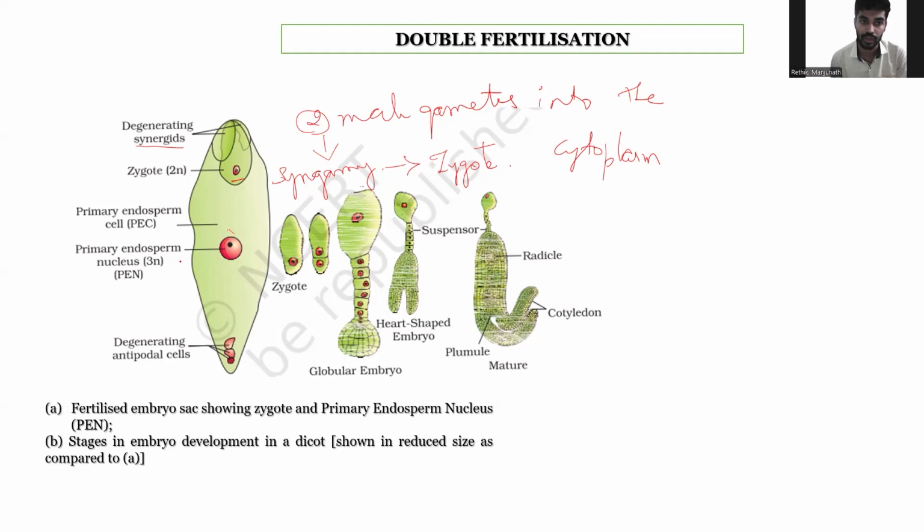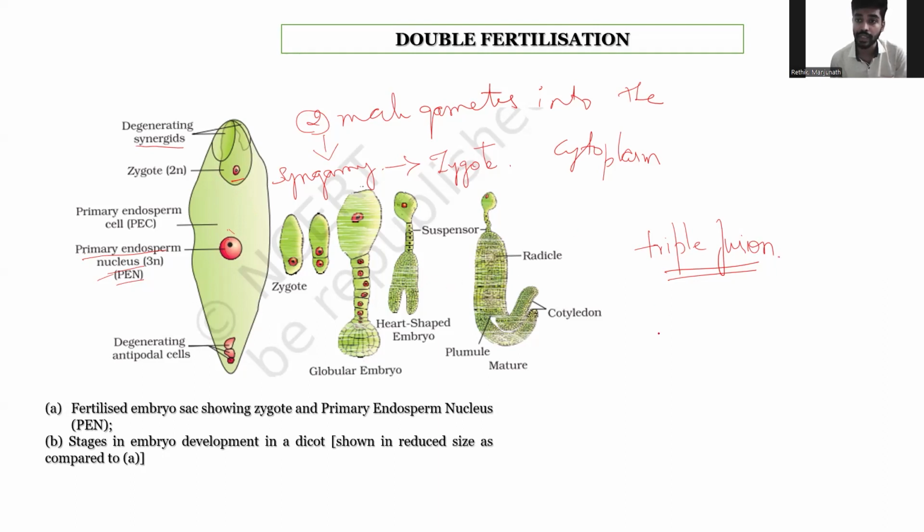So this leads to the production of what? Primary endosperm nucleus, which is nothing but PEN. This is clear. Here there is a fusion of three haploid nuclei, so we can call it triple fusion. Because there are three haploid nuclei fusing here, we call it triple fusion.